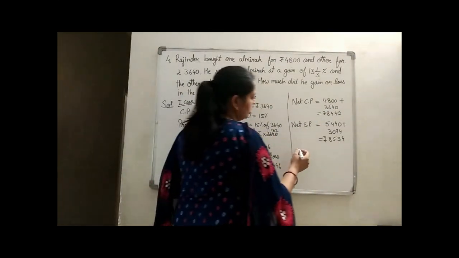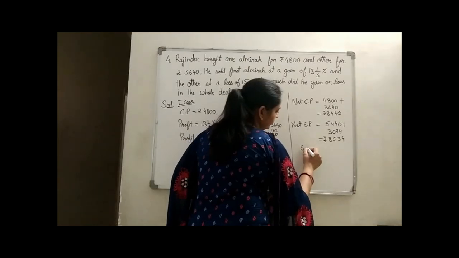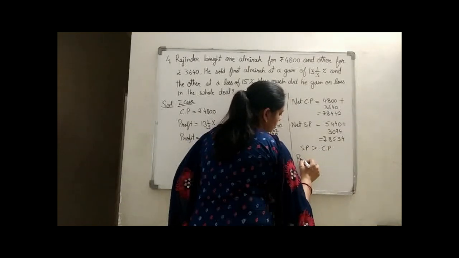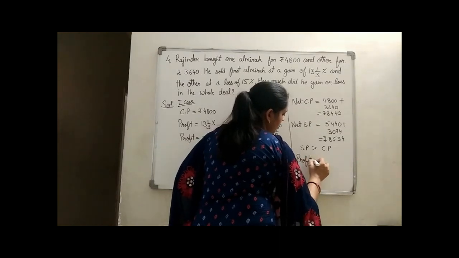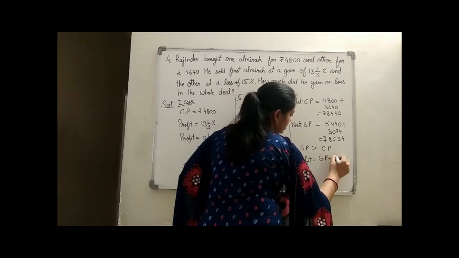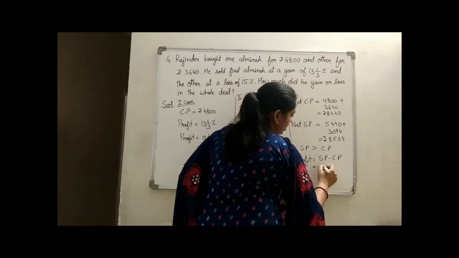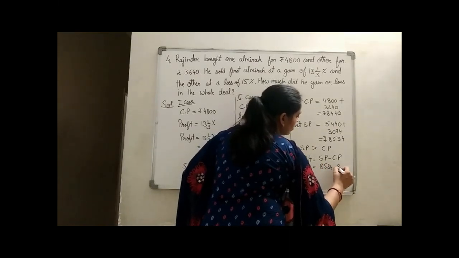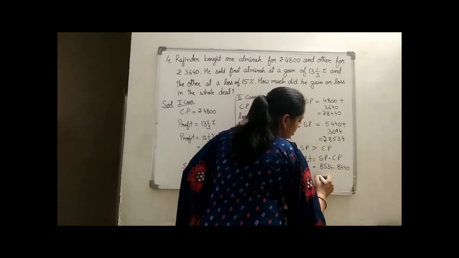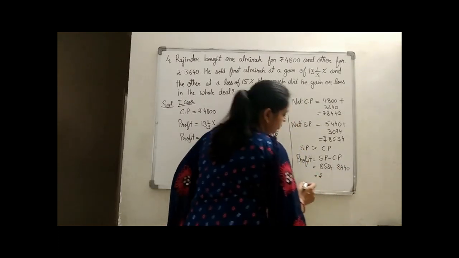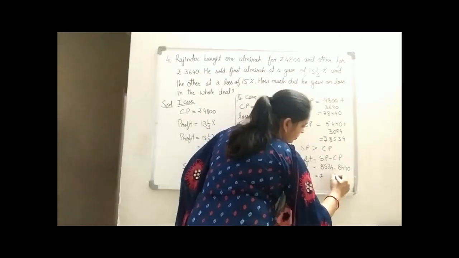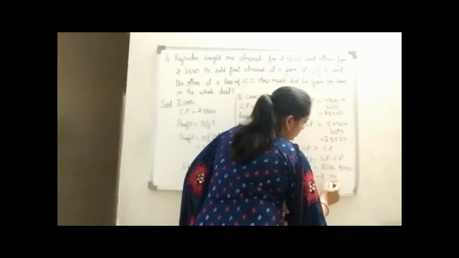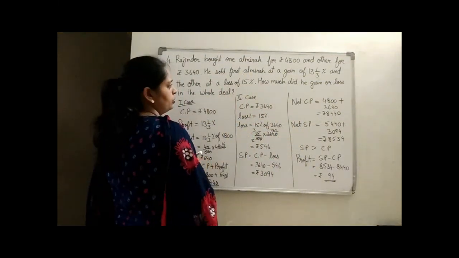So net selling price is greater than cost price. Hence he is having a profit. And profit of how much he will get? That will be equal to selling price minus cost price. So you are having 8,534 minus 8,440. So subtract it down, how much profit will he get? 4, 13 minus 4 is 9. Yeah, 94 rupees. He is getting a profit of 94 rupees. Okay.